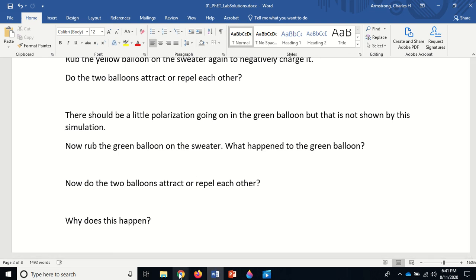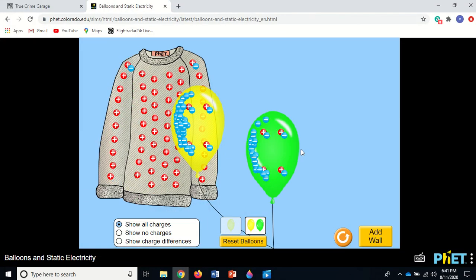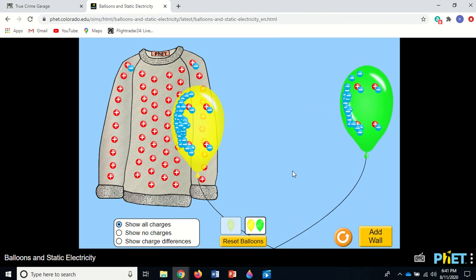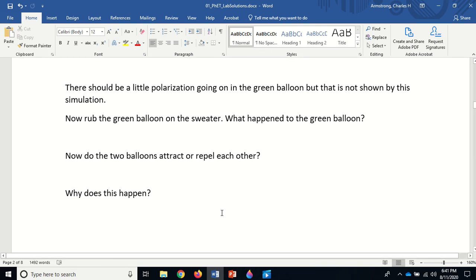Well, we kind of already know the green balloon is going to pick up electrons. So now the green balloon is negatively charged as well. Okay, now rub the green balloon. So what happened to the green balloon? It picked up negative charge. It picked up electrons and became negatively charged. Now, do the two balloons attract or repel each other?